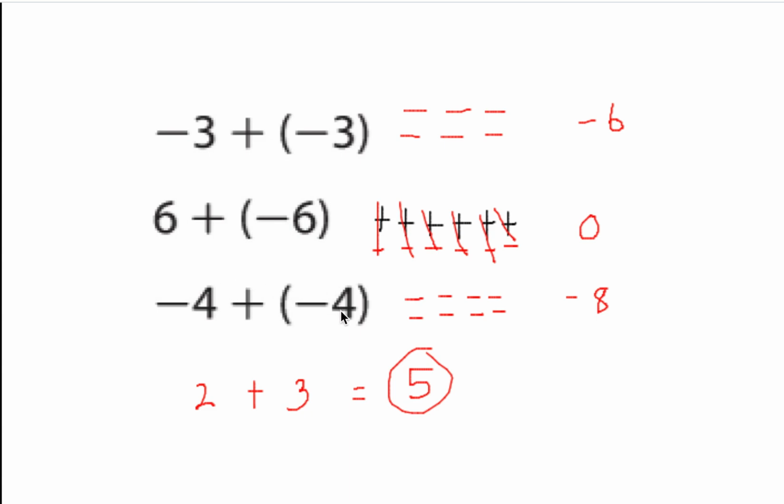And when the signs are the same, you're going to add. And there's going to be a bunch of negatives. You keep the sign the same. Here we'd have a bunch of positives, so we'd have +5. And you notice that when the signs are different, you always subtract.